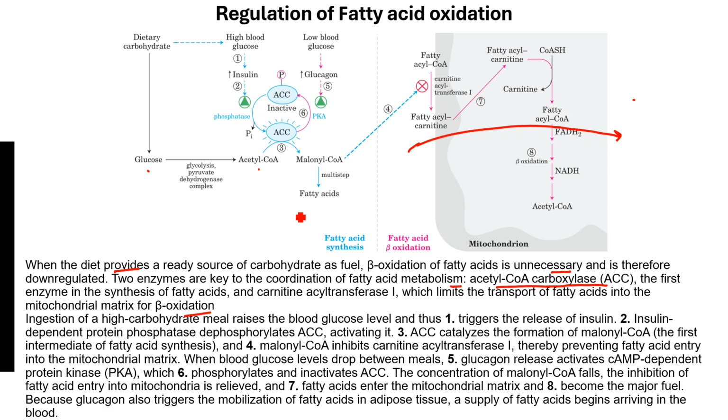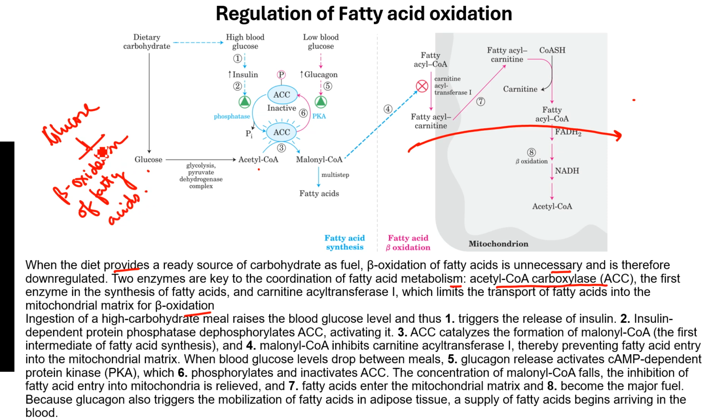Now, actually there is too much information. On ingestion of a high carbohydrate meal, it raises the blood glucose level and thus triggers the release of insulin. So whenever you take a high carbohydrate diet, insulin is released from the pancreas, right? And when insulin is activated, what will it do? You have to remember that when there is enough glucose, beta oxidation of fatty acid will be inhibited.